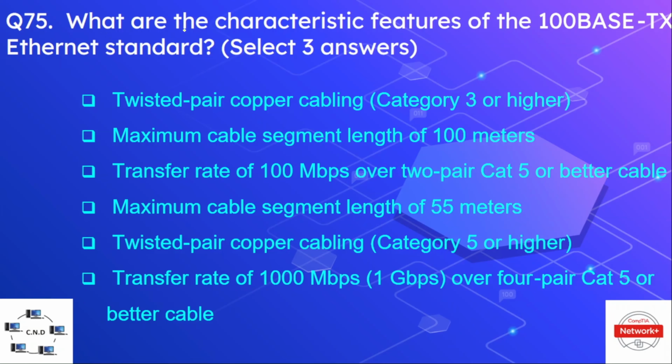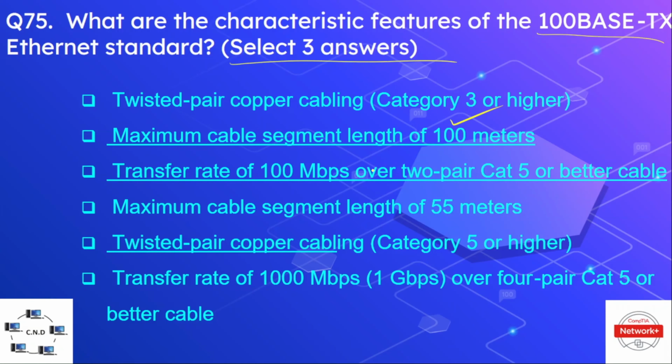Question number 75 is that what are the characteristic features of the 100 base TX Ethernet standard? And again we have to select three answers. So let's get straight to the correct options, and these are: it has a maximum cable segment length of 100 meter, and it has a transfer rate of 100 Mbps over 2 pair Cat5 or better cable, and it uses twisted pair copper cabling or Cat5 or higher.